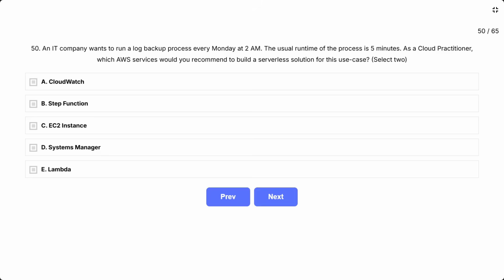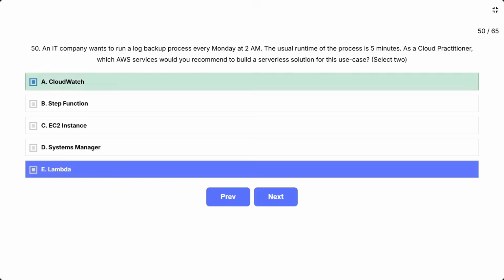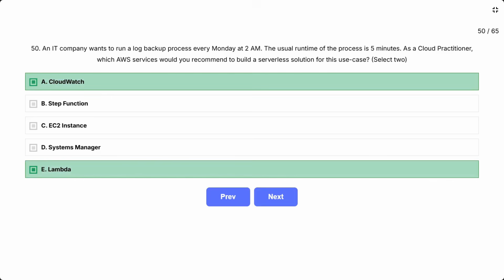The correct answers are A. CloudWatch and E. Lambda. CloudWatch Events, EventBridge, supports cron-based scheduling to trigger actions at a specific time, while AWS Lambda runs the backup code serverlessly. No servers to manage, and it handles 5-minute tasks well within its 15-minute max timeout.